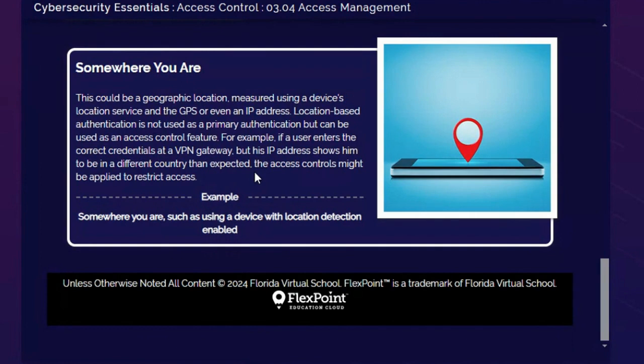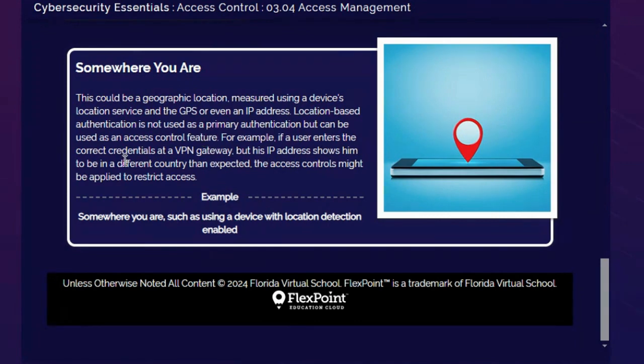Somewhere you are. This could be a geographic location. Someone logs in, but they're not in Arkansas. They're in Singapore. It would go, oh, you had the right username and password, but we know this person's not in Singapore. So we're going to deny access. So it could be measured using a device's location service and the GPS or even an IP address.